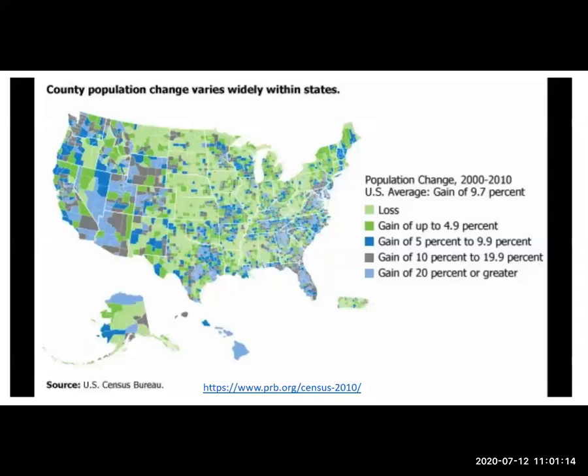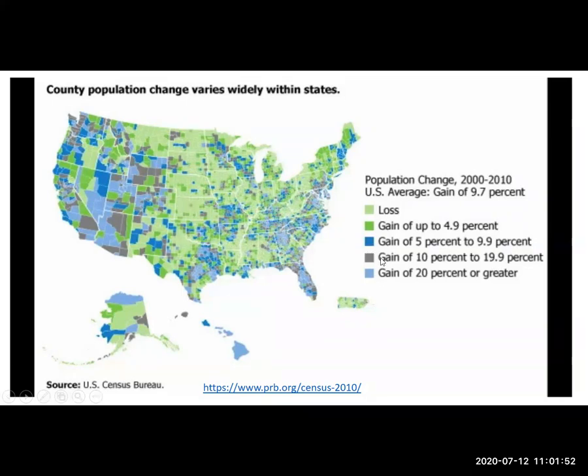Now, this is an example of the population change between 2000 and 2010. So we can take a look at how the country's population changes over a period of time. The light bluish region here, we can see Florida, some areas in Texas, Alaska. These are areas that grew 20% or greater during that 10 year period of time. The dark gray grew 10 to 19.9%.